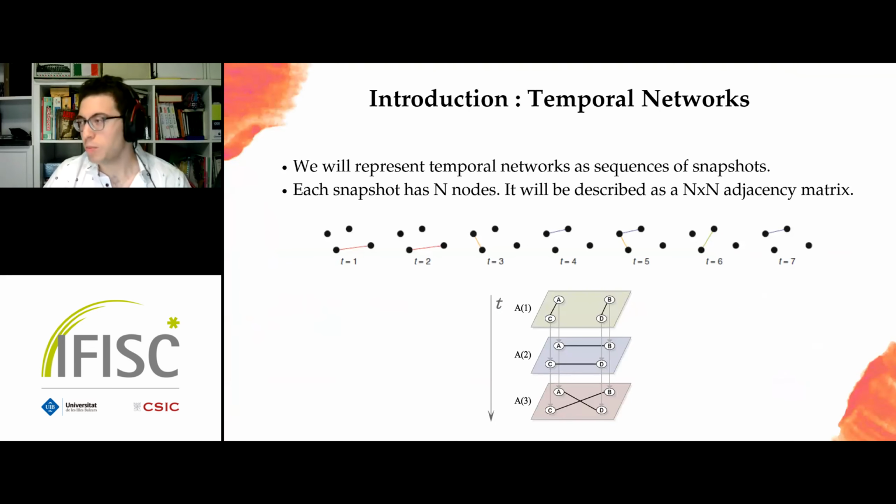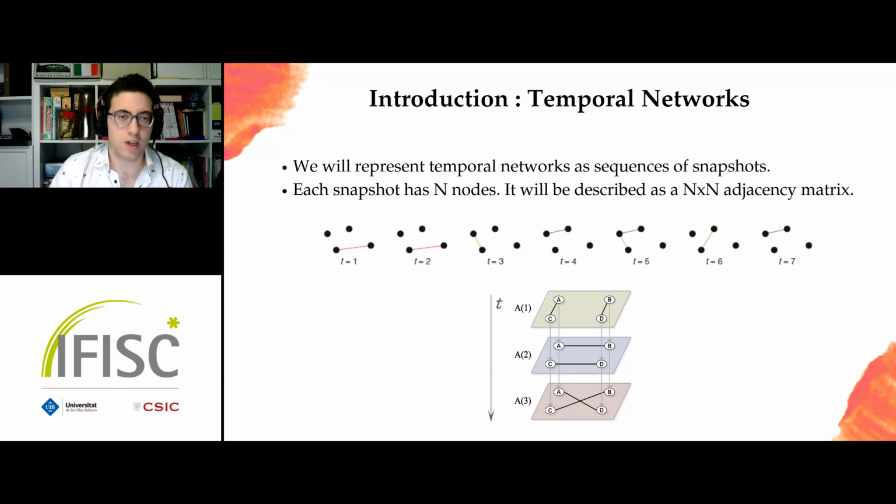But let's jump into temporal networks, which is the main thing in this work. Temporal networks are just sequences of snapshots. What is a snapshot? A snapshot is a static network, the networks we all know from network theory. We have an ordered time sequence of them. Each snapshot has n nodes, and of course it will be described as an n-square adjacency matrix.